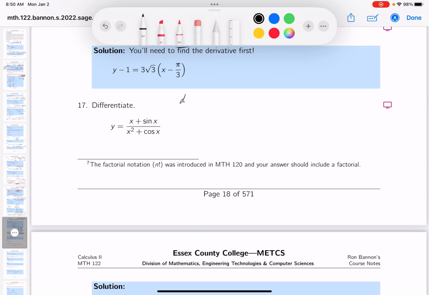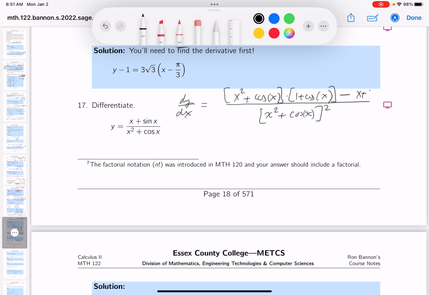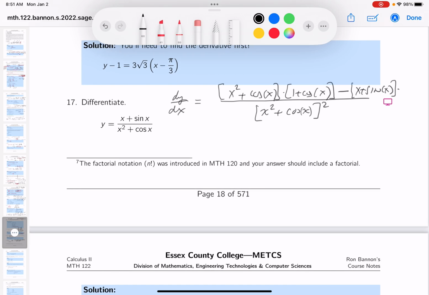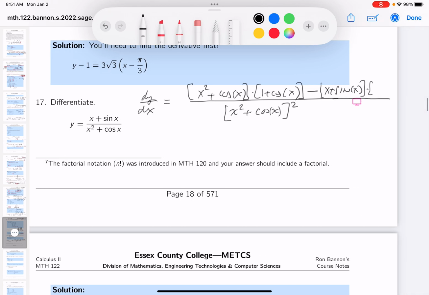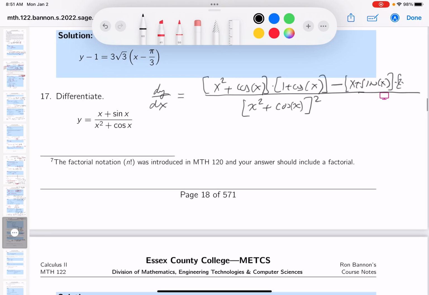So dy/dx is equal to, you're going to square the bottom, bring the bottom to the top, times the derivative of the top, which is 1 plus cosine x, minus, let's see, the top times the derivative of the bottom. Wow, it's going to be tough to jam in there, isn't it? So what's it going to be? It's going to be 2x minus sine x.